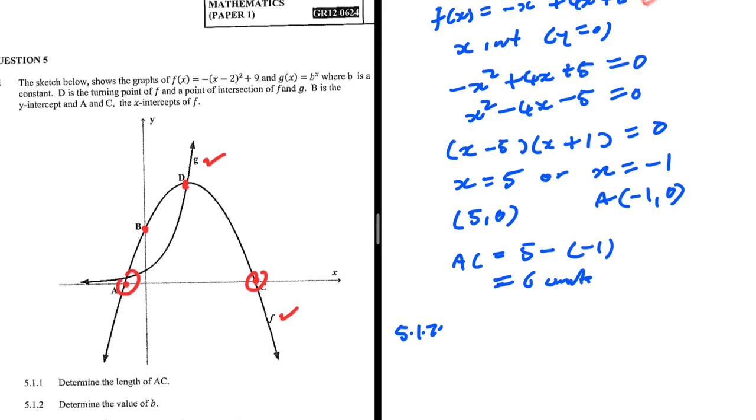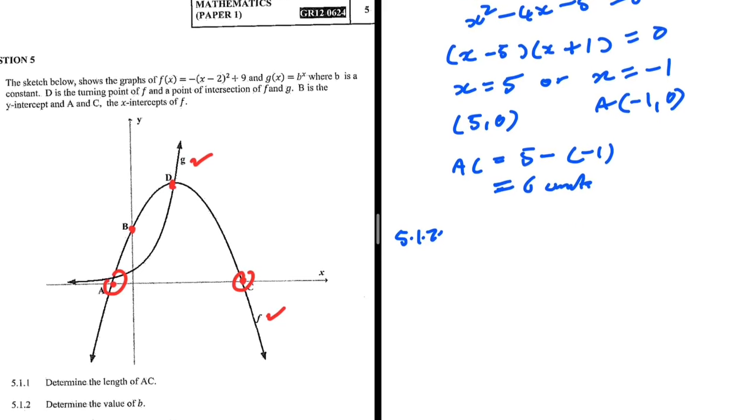What about 5.1.2? Determine the value of b. b is on g of x. We know that g of x equals b to the power x. Well, we know that the two functions g of x and f touch at D. So if we can determine the coordinates of D, then we can substitute those coordinates of D into g of x and find the value of b. Let me show you how.